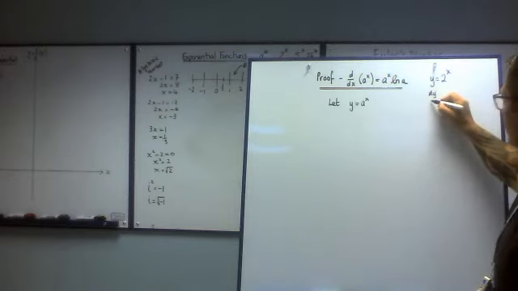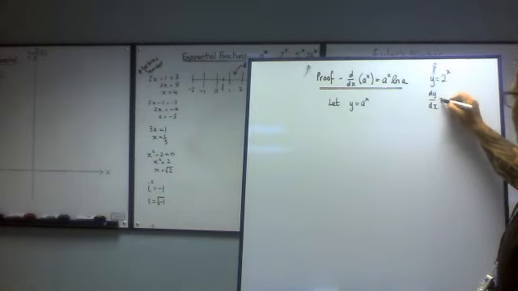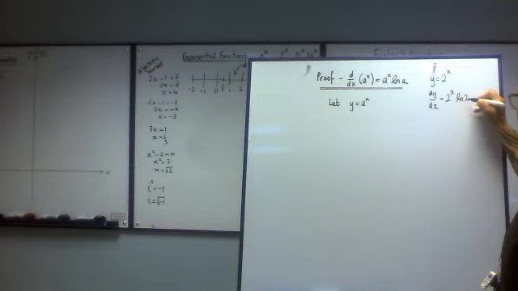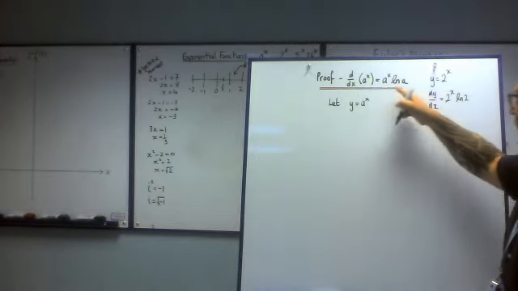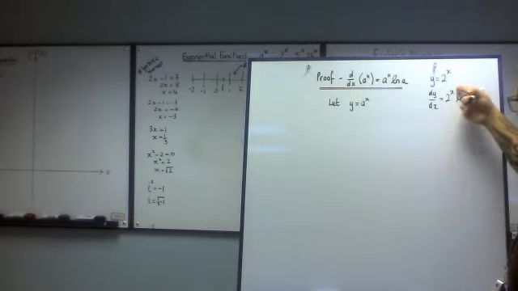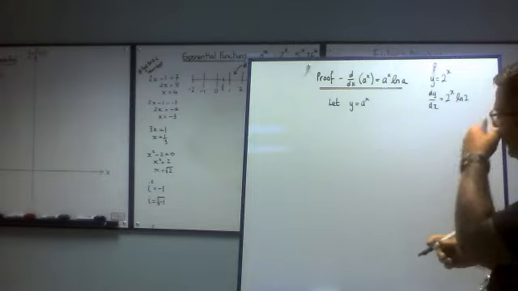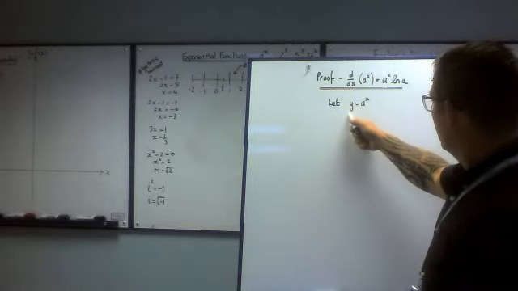So what I'm going to show is that dy by dx of 2 to the x is 2 to the x ln 2. And that's for any base that I put on. If that was y equals 3 to the x, it would be 3 to the x ln 3, and so on. So let's start off.